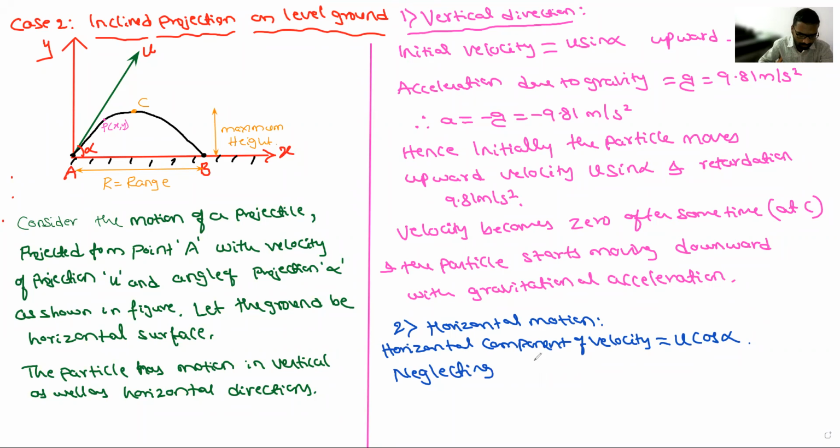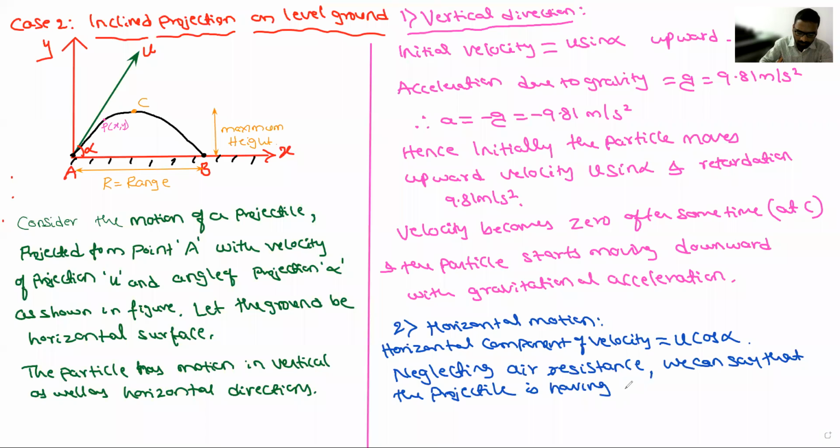Neglecting air resistance, we can say that the projectile is having uniform velocity, U cos alpha, during its entire flight, okay, during its entire flight.